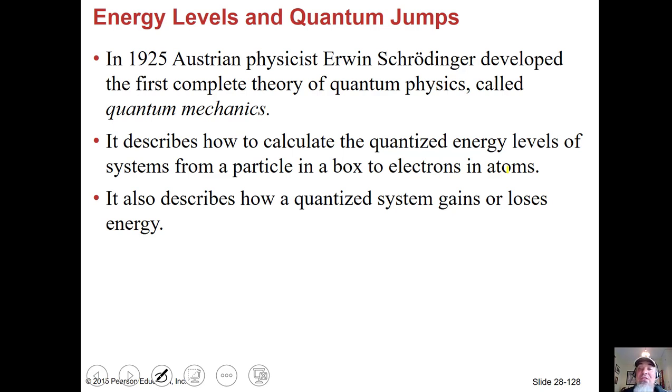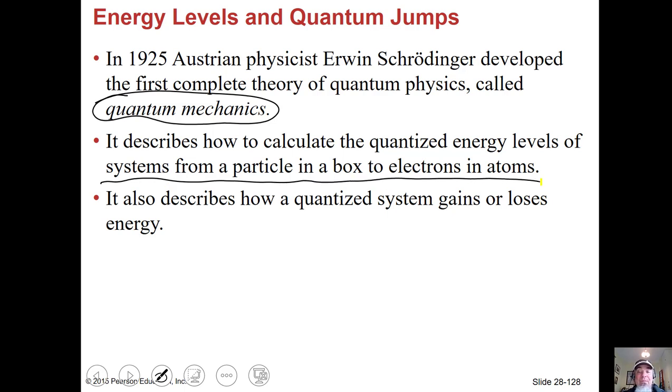So in 1925, Schrodinger, maybe you've heard of Schrodinger's cat before, developed the first complete theory of quantum physics called quantum mechanics. Okay, so he didn't develop a theory of why this works. He just developed a theory of how it works. Nobody really knows exactly why this is going on, but there's a mathematical machinery in place that describes this. Okay, so this is coming on about 100 years since this happened. It describes how to calculate quantized energy levels of a system of particles in a box, electrons and atoms.